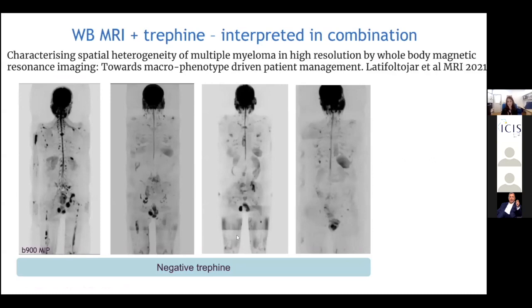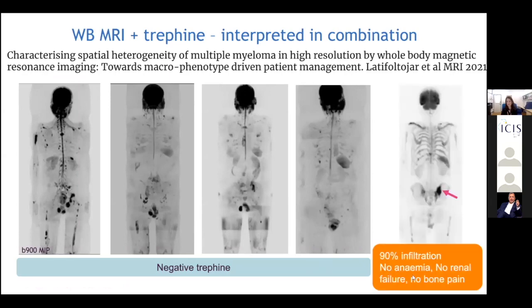It doesn't happen very often, but it is possible to overestimate disease burden on whole body MRI. This patient had 90% infiltration on their trephine, but was actually very well, and the hematologist couldn't understand how a patient could have replacement of 90% of their marrow, but yet be so well. And the reason was that the dominant plasmacytoma was in the left posterior iliac crest, and it just so happened that's what the trephine sampled.